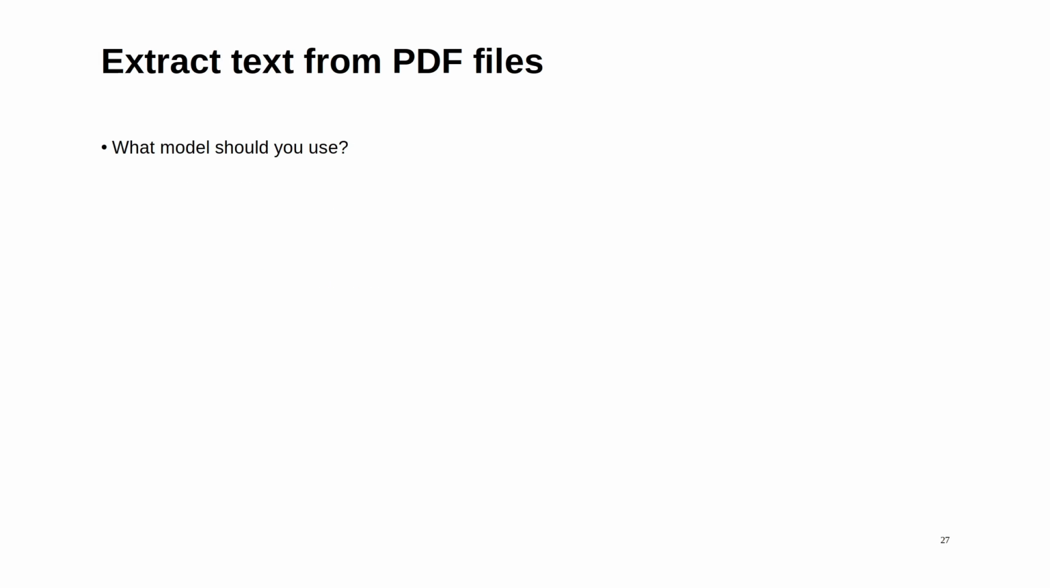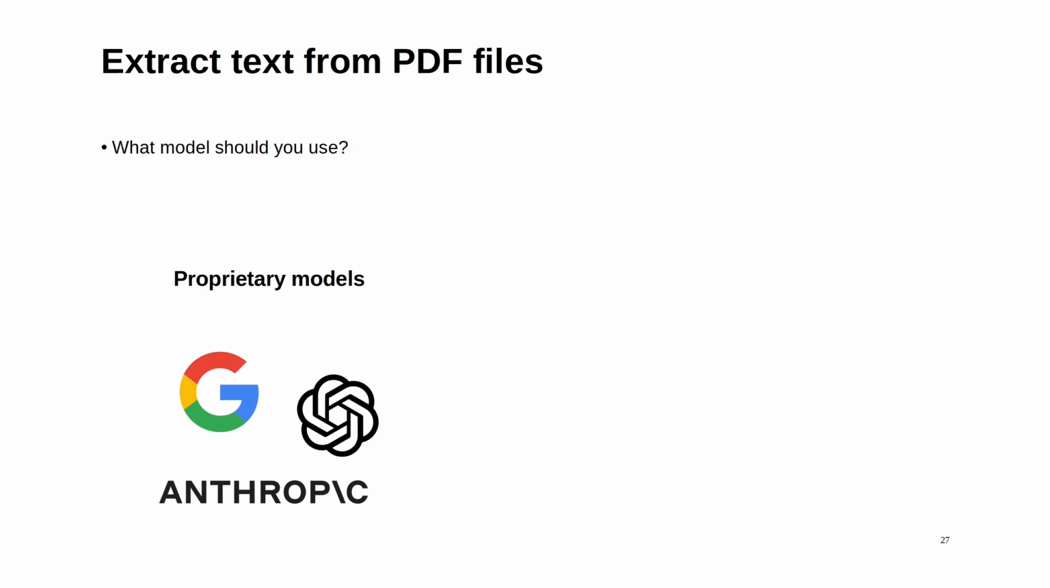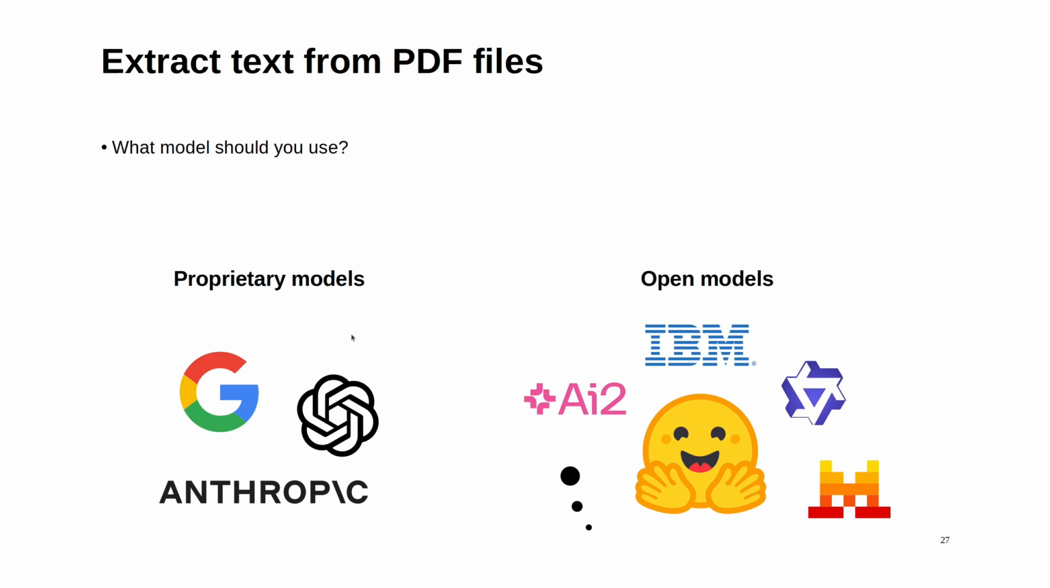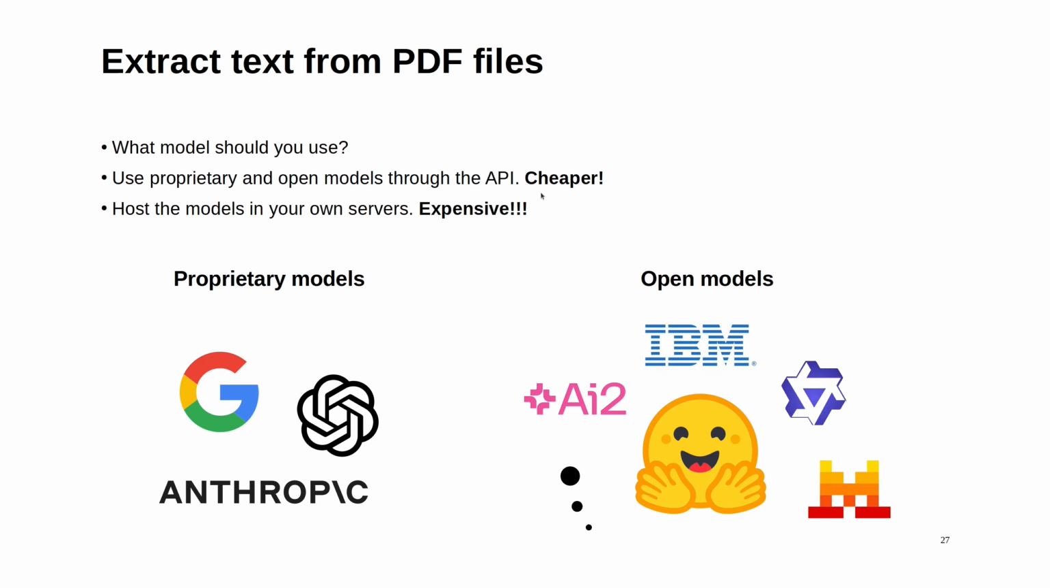So which model should you choose? You have two options: proprietary models or open models. You can use both through APIs. It is cheaper than hosting your own GPU server, but if you already have the hardware, you can host open-weights models locally. Just keep in mind that this is expensive.